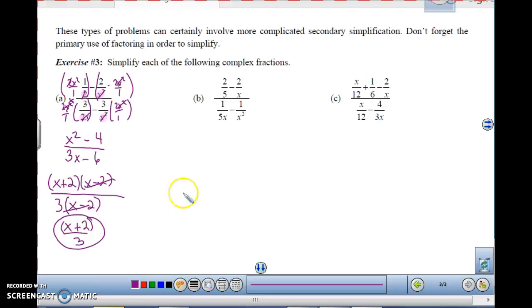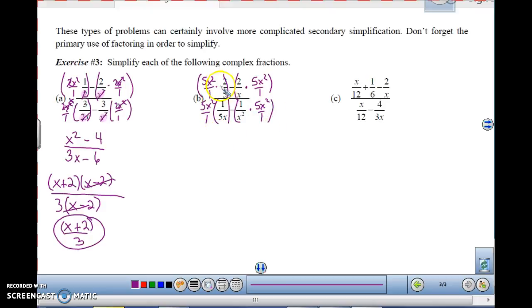Let's try letter B. What's your common denominator? Well, it's going to be 5x squared. Because there's a 5 here, there's an x squared here, that's the biggest x that you have. So I'm going to write 5x squared next to each one. All right, so this one's going to be 5x squared. This one's going to be times 5x squared. This one's going to be times 5x squared. And this one's going to be times 5x squared.